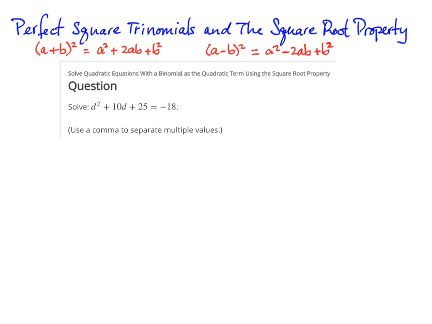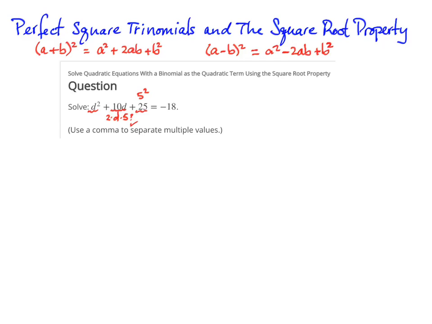So look at the left-hand side of this equation. We want to see if this is a perfect square. You look at the first term, d squared, and obviously that's a perfect square. You look at the last term, 25, and we know that's a perfect square. Then we just have to check the middle term. Is that middle term 2 times a times b, or 2 times d times 5? And it is, because it's 10 times d, which is 2 times d times 5. So that is a perfect square trinomial.